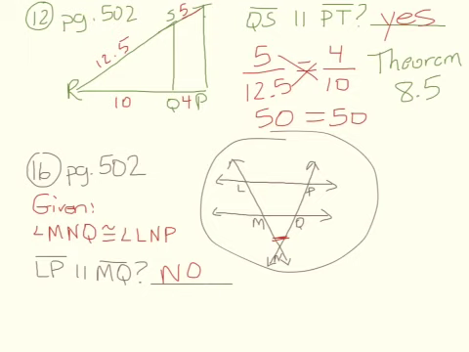For instance, we might need PLM, which is that one. If we knew that it was congruent to QMN, which is this one, then for sure we would know that LP is parallel to MQ because those are corresponding angles cut by the transversal LM. So you don't have enough information on 16, but you may have some more information on some of these other problems in this section.